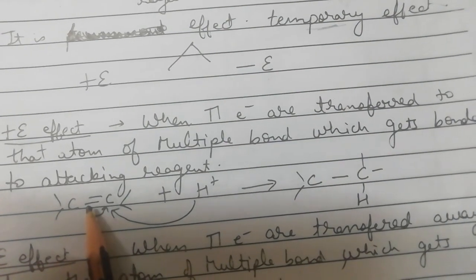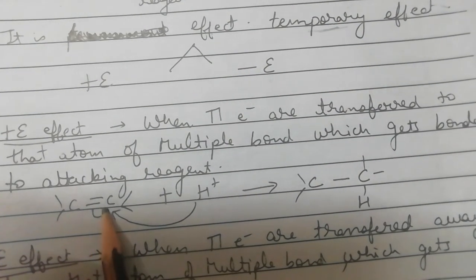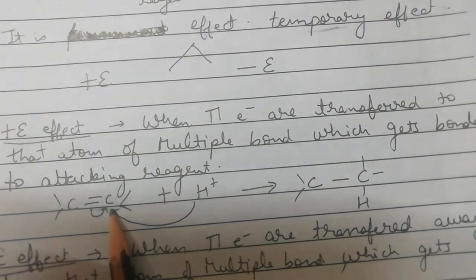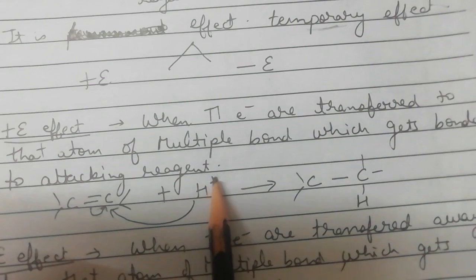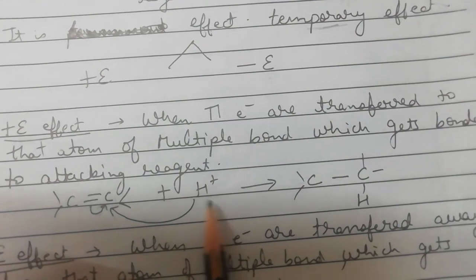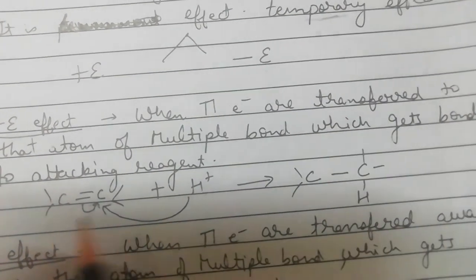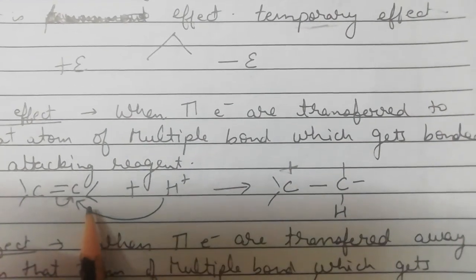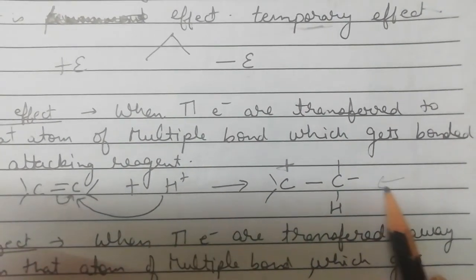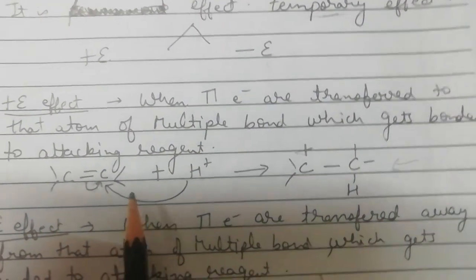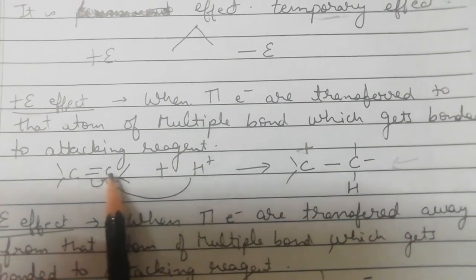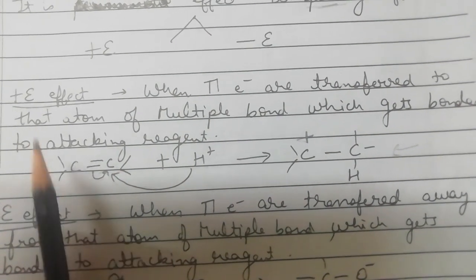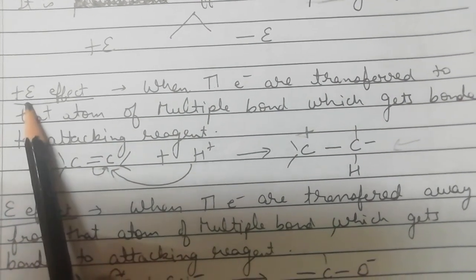So these double bond electrons will move on this carbon atom, because this H positive will attack on that carbon atom which will have electrons, because this H positive has positive charge and it is electron loving. So this carbon loses the electron, it will get positive charge, and this hydrogen will get attached to this carbon atom and we will get this product. So when the pi electrons are transferred to that atom of the multiple bond which gets bonded to the attacking reagent, this is called plus E effect.